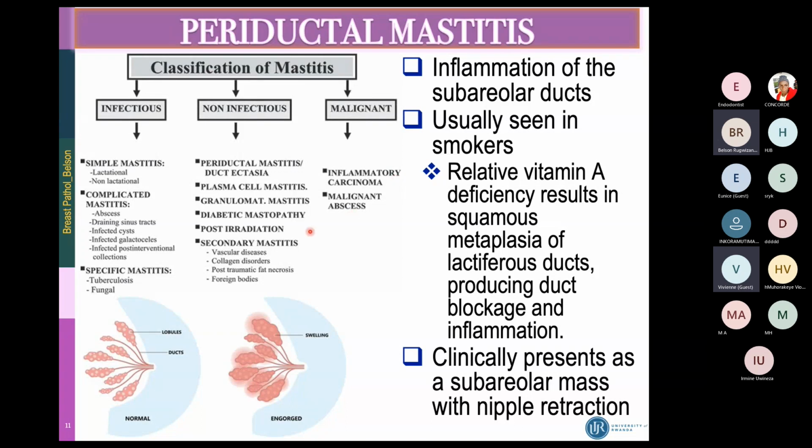So inflammatory breast cancer is an emergency. Another thing is malignant abscess. So something which can look like an abscess, but being malignant.